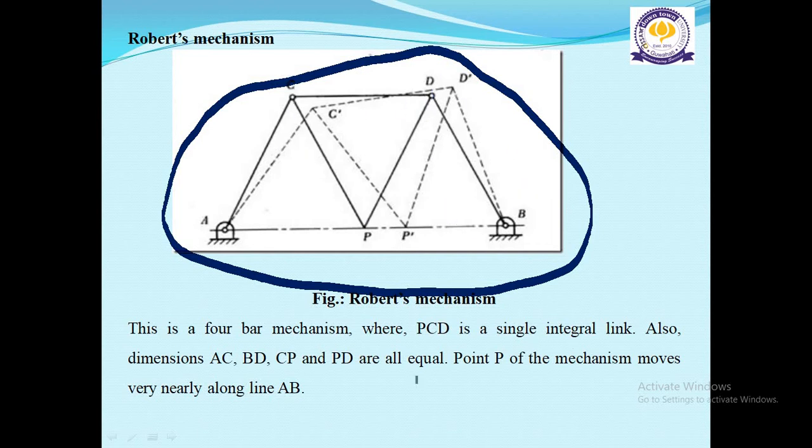So point P of the mechanism moves very nearly along line AB. So point P moves very nearly along line AB. This line.